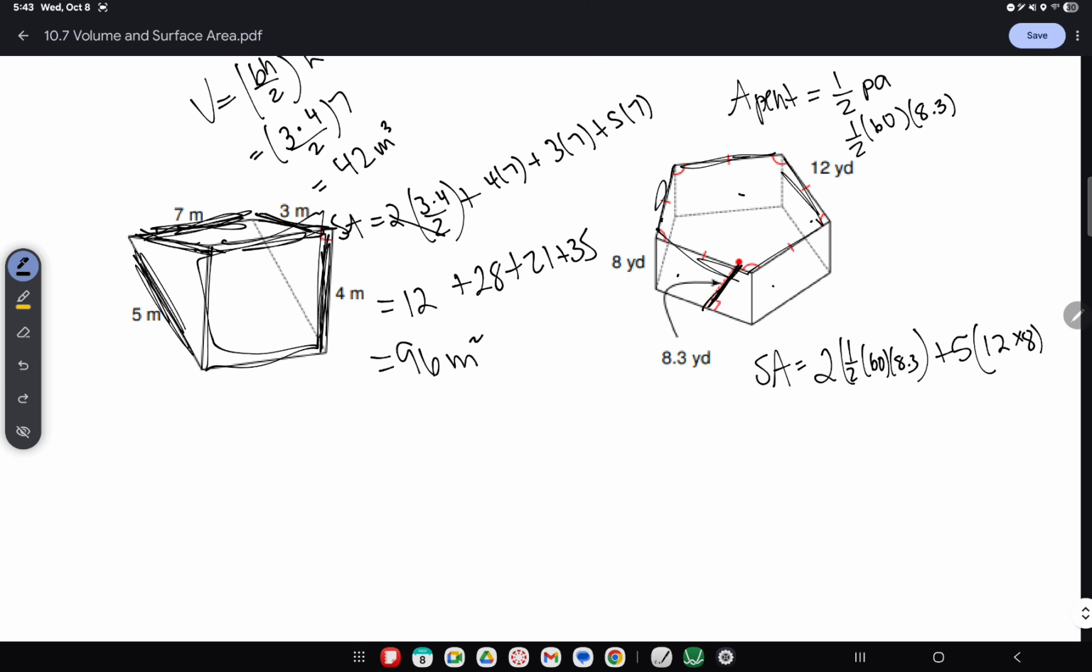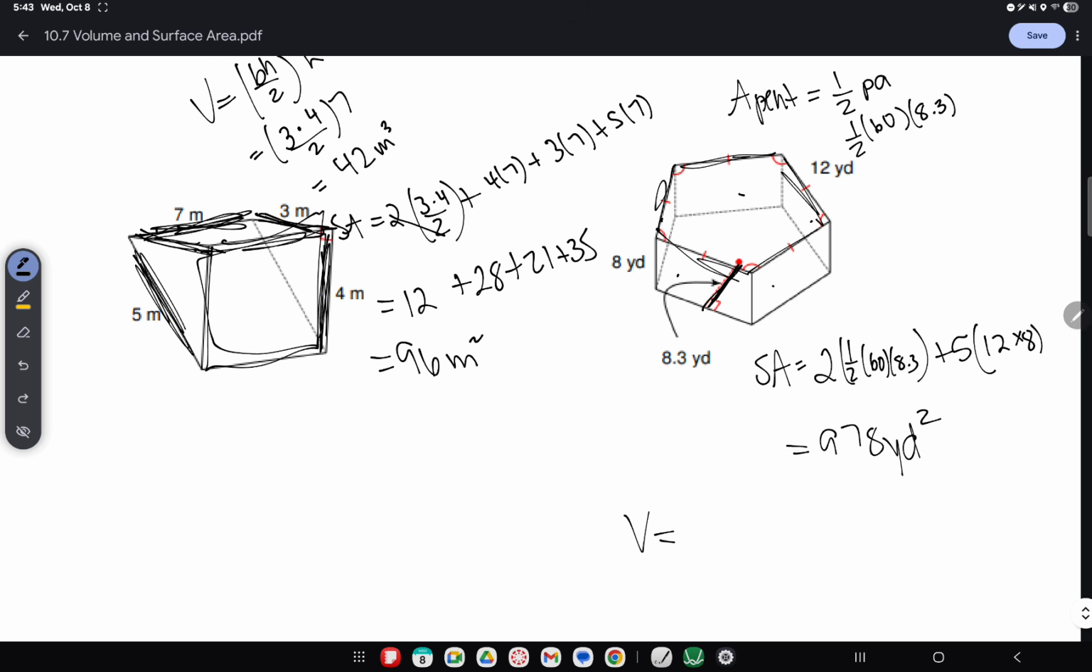So 2 and then times 1/2 times 60 times 8.3 plus 5 times 12 times 8. So I get 978 yards squared.